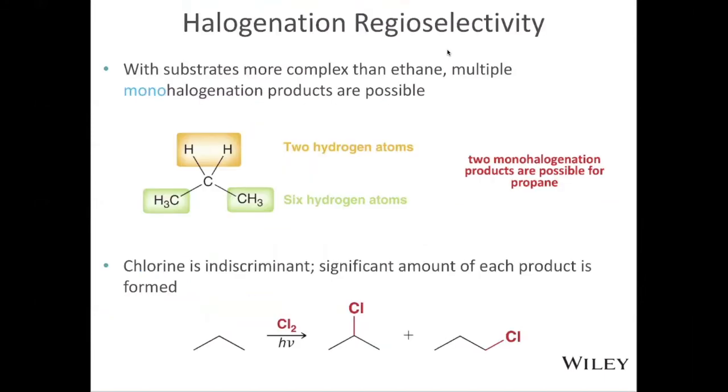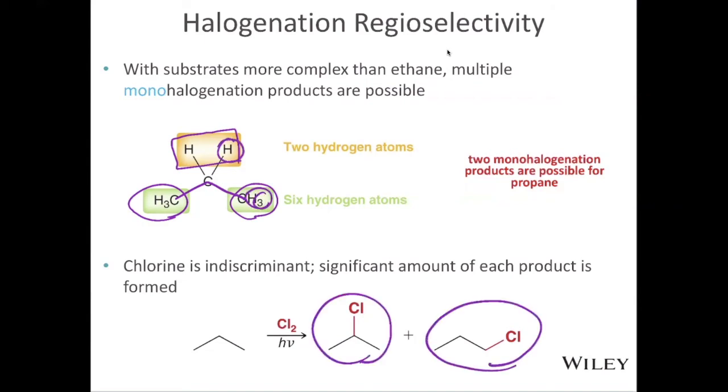Once we get to compounds that are more complex than methane or ethane, we can actually have different monohalogenation products. For example, if we have propane, a 3-carbon chain, we have the primary hydrogens that are shown in green here, and there's 6 of those. And then we have 2 secondary hydrogens. So we could get 2 different products. We can replace one of these hydrogens to get this product, or we can replace one of these hydrogens to get this product.